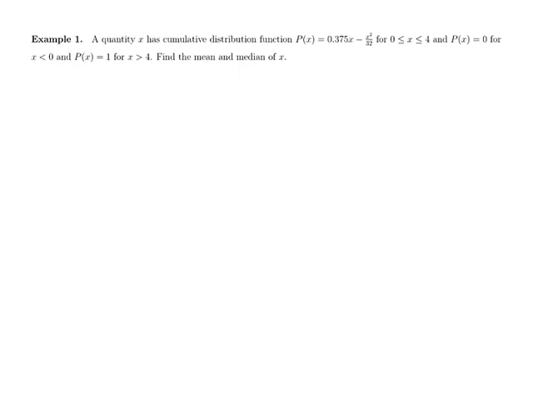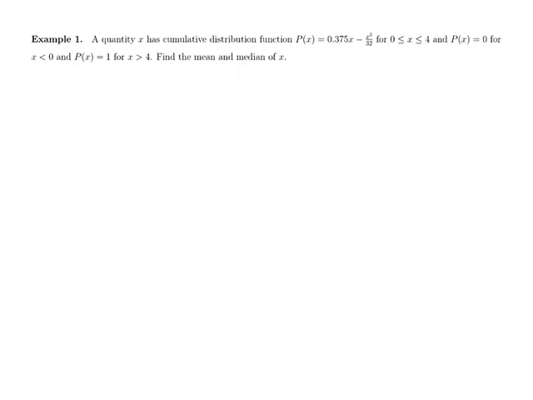to 0.375x minus x squared over 32, for x in between 0 and 4, and then P of x is 0 for x less than 0 and P of x is 1 for x greater than 4. And we're going to try to find the mean and the median of x. Before we jump into thinking about the mean and the median, let's talk about this function in general and just explain what's going on here. Note this is the cumulative distribution function, not the density function.